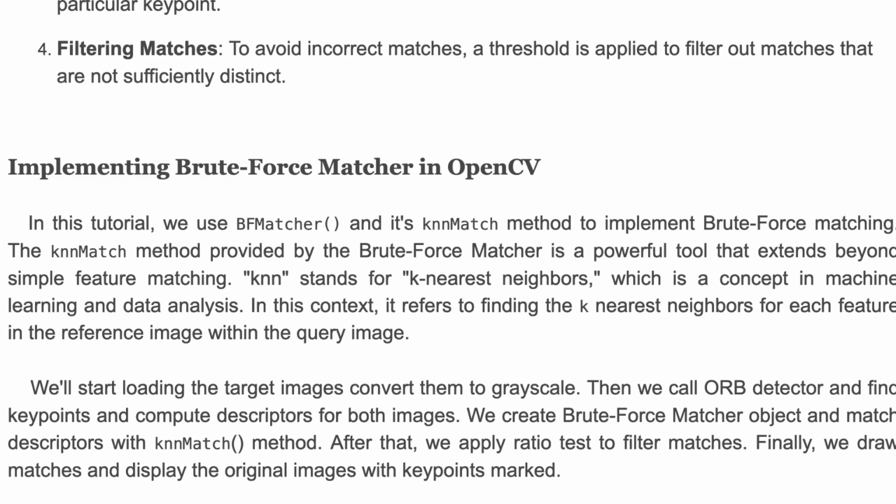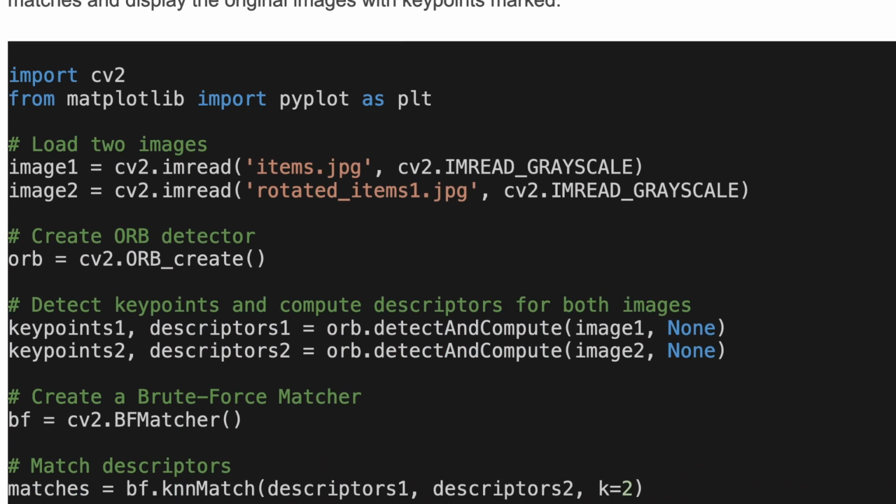We'll start by loading the target images and converting them to grayscale. Then we call the ORB detector and find the key points and compute descriptors for both images. We create a brute force matcher object and match descriptors with the KNN match method. After that, we apply a ratio test to filter out matches. Finally, we draw matches and display the original images with key points marked. Here is the source code.